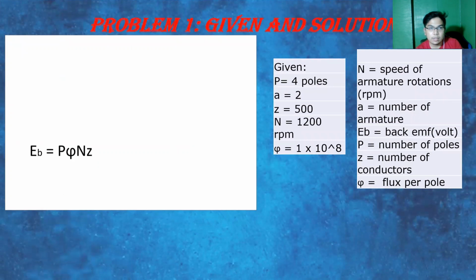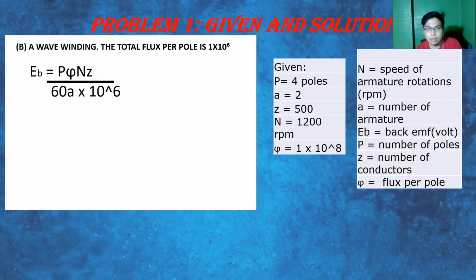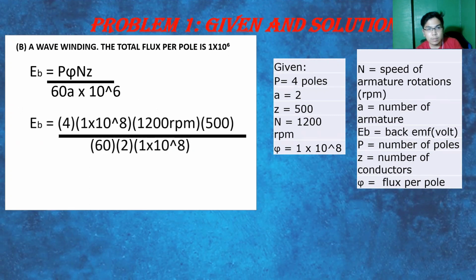Next, same thing, but now we take the wave winding. Here, the flux changed, which is 1 times 10 raised to 8, and then A is 2. So we just substitute the given values into the formula. Then we get 200 volts.